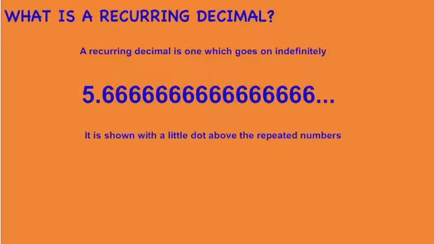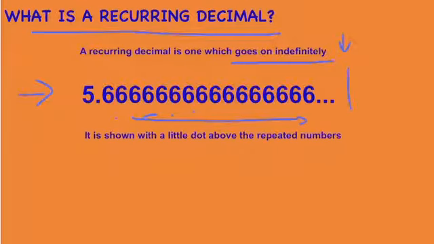Alright, so before we discuss anything else, we need to talk about what is a recurring decimal. A recurring decimal is one which goes on indefinitely. So we've got an example of one here, 5.66666, but the main point, and what indefinitely means, is that these sixes go on forever and ever without an end. And this is shown with a little dot above the repeated numbers. So if we take this one for example, we see that the number repeated here is the 6, so instead of writing out all of these sixes, we put 5.6 and we put a little dot above the 6 to show that it's repeated on and on and on.